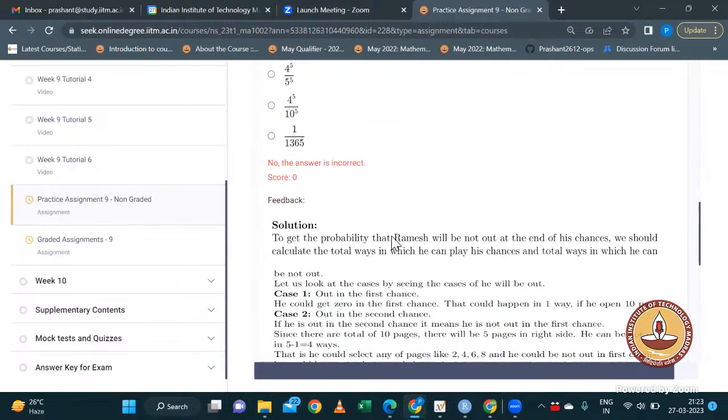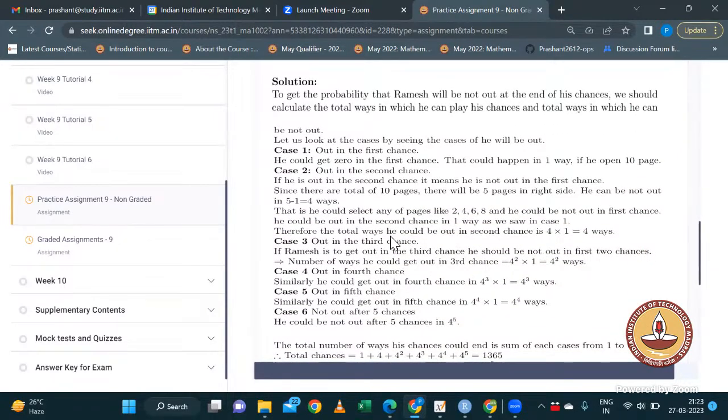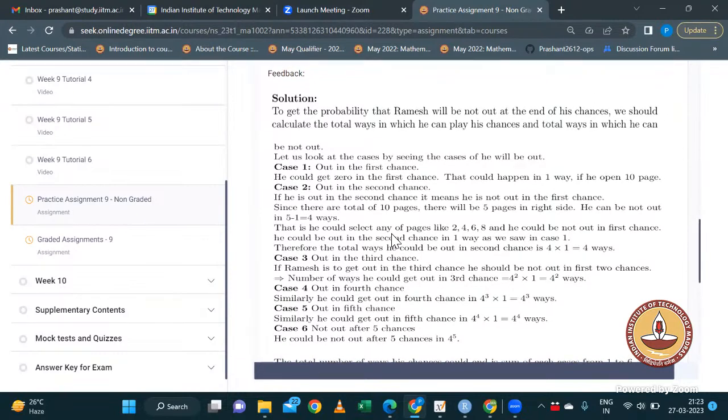So Ramesh will not be out at the end of his chances. That means how many chances does he have in total? He has 5 chances to play. As long as he does not get a 10 in any of those chances, he will not be out. Since he is not out at the end of his chances, we should calculate all the ways in which he can play and in which he is not out. Only then can he play all the chances.